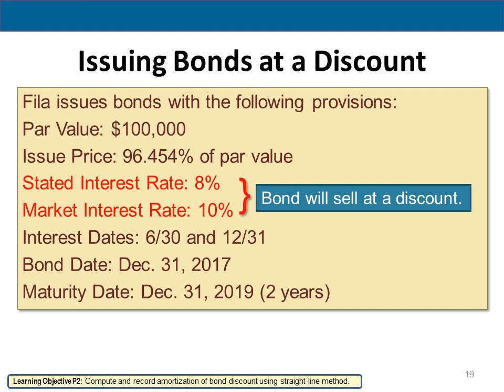However, in this case, the issuance price is 96.454% of the par value. This means that the selling price of this bond will be below the par value. Why does this take place? A bond is issued at a discount when it is sold for a value less than its par value, as in the case that we have here.